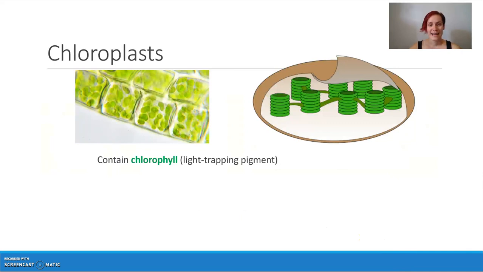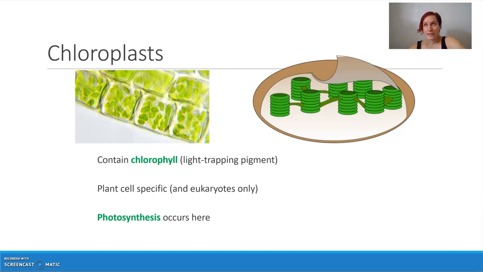All right, chloroplasts contain chlorophyll. They are plant cell specific. Sometimes you will see them in algae, but there might be a different dye that actually does it, so it might not be chlorophyll, it might be something else. And photosynthesis occurs here, so that's the process of making sugars and oxygen out of our carbon dioxide and water. All right, so we'll talk more about that later.